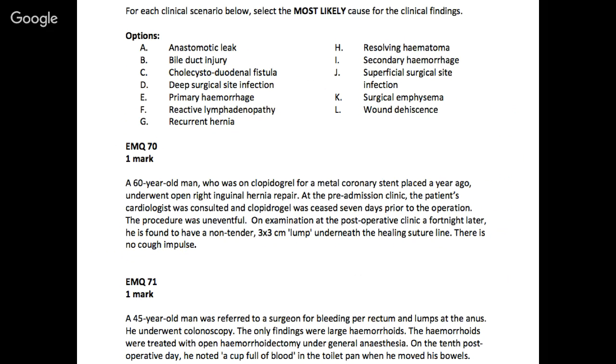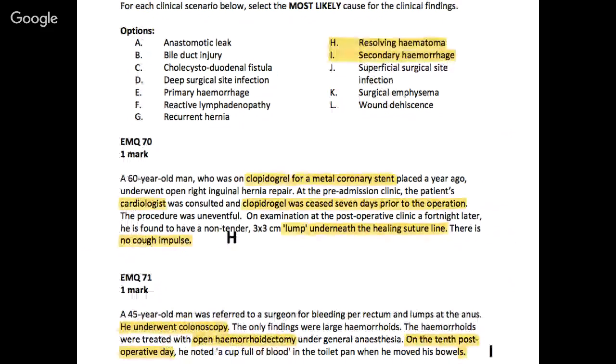Anyone for 71? Any ideas? Yep, secondary hemorrhage. Okay, so pretty much we talked about what the causes of lower GI bleeding are. Colonoscopy is one of them. Secondary hemorrhage is 7 to 14 days after. So this happened on the 10th day. Okay, so it's a secondary hemorrhage.